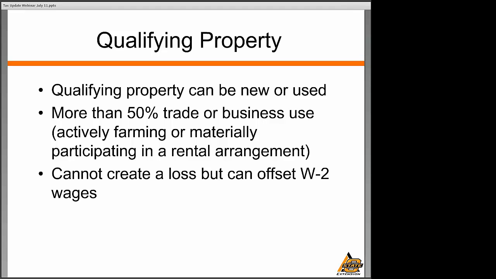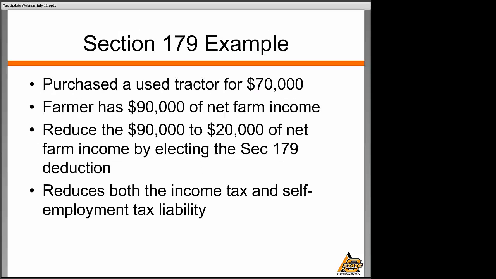It cannot create a loss. So if we have $100,000 of net farm income and we have the ability to write off up to $100,000 of Section 179 property, and we bought more than that, we can't use it unless we have W-2 wages, off-farm income. That can be used to offset the remaining amount that was not allowed because of our income from farming limitation. So a husband or wife working off the farm, getting a W-2, that amount can then be used to reduce the amount of the 179 that would have been postponed until next year. It's not lost, it's just postponed.